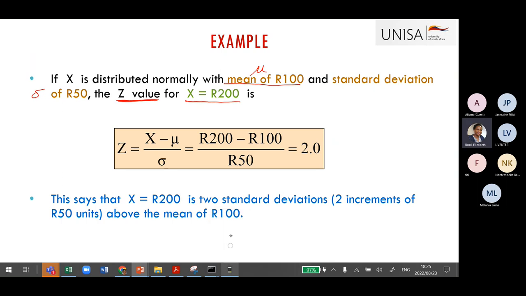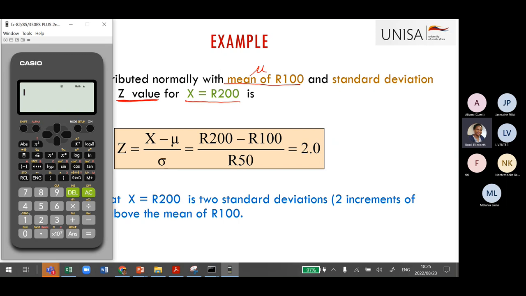If you don't have a Casio calculator or you're using a normal calculator from your phone, always remember to use your calculator properly. 200 minus 100, because it's the top part, I need to press equal. If you don't press equal and just go ahead and divide, it will divide 100 by 50, not the answer. So you need to press equal so that you get the answer for the top part. Then you can divide by 50, and the answer will still be 2. I'm not going to do this for all the slides, I'm just showing you at the beginning.